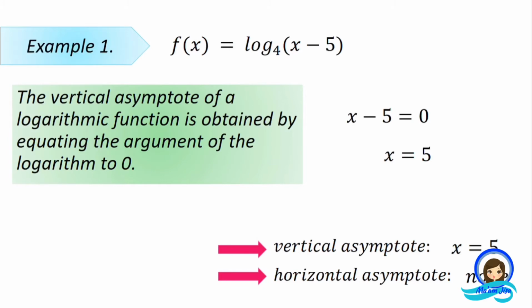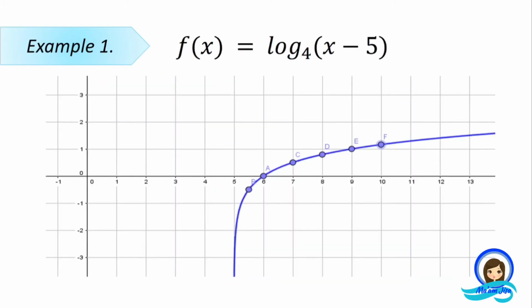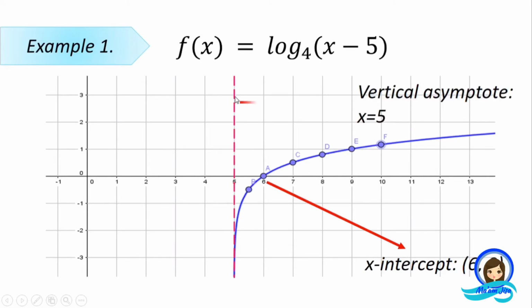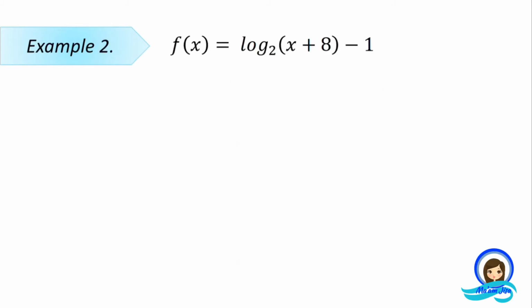Let us try to check and cross-examine it in the graph here using a graphing software. So this is how the graph looks. As you can see, this is the x-axis. This is the y-axis. The graph crosses the x-axis at point 6. So this is our x-intercept. Now as the graph moves downwards, it seems to approach this particular line. This is our vertical asymptote, the line x equals 5. It's just easy, right? So let's move on to our second example.